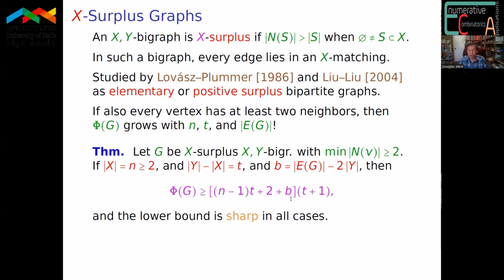So it grows quadratically in the difference between the sizes. It also grows with a factor of n here, and also grows a little bit with each added edge. And the surprising thing is that this lower bound is sharp in all cases. Okay, it looks a little complicated. I'm not going to prove this result for you because it takes us 10 pages to do it. But I do want to show you a sharpness example.